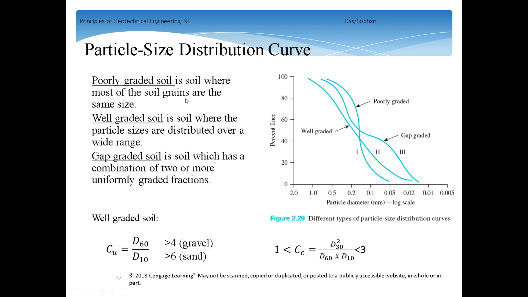So as long as you know Cu and Cc, then you can analyze if the soil is well-graded, poorly graded, or gap-graded. So the poorly graded soil is a soil where most of the soil grains are the same size. For example, this. You see, the curve looks beautiful, but it missed the particles larger than 0.05, right? And missed the particles larger than maybe 0.60, 0.7, right?